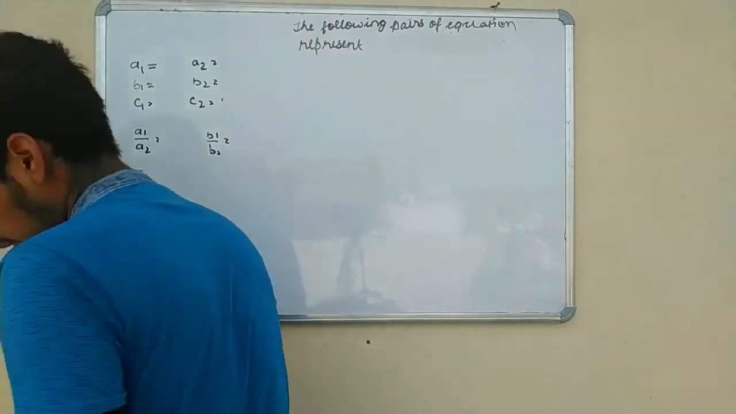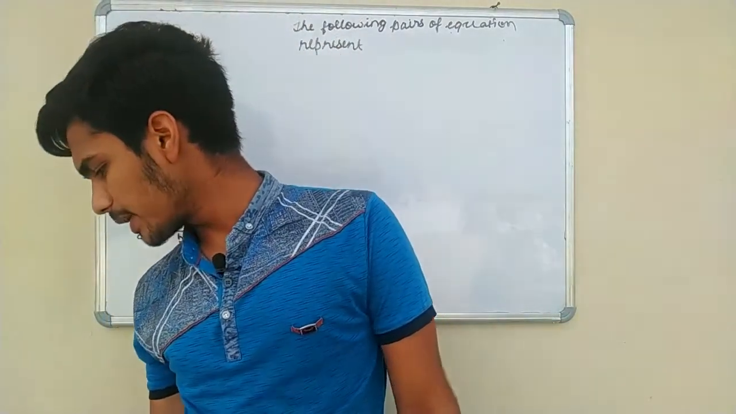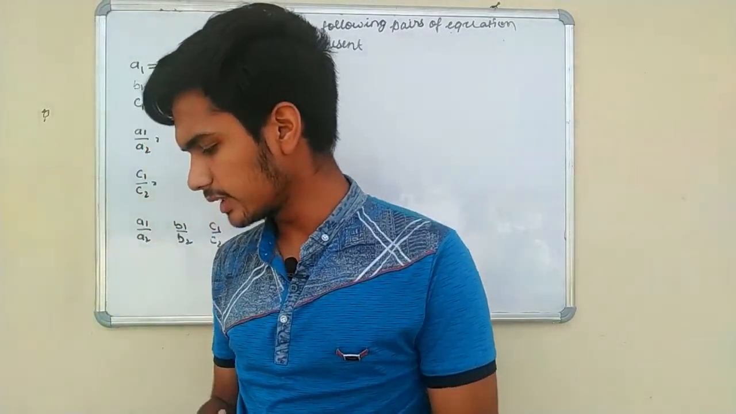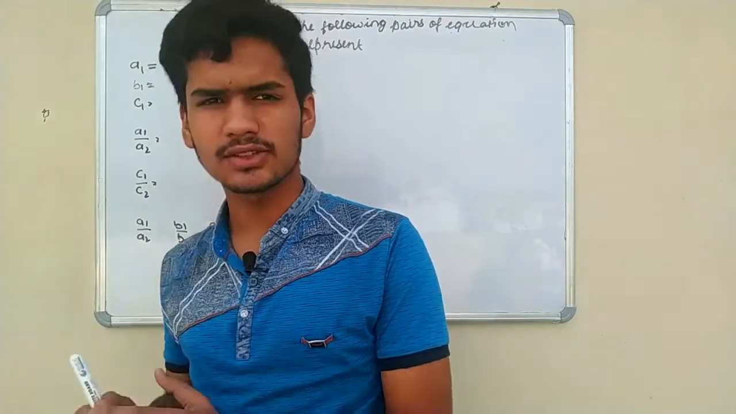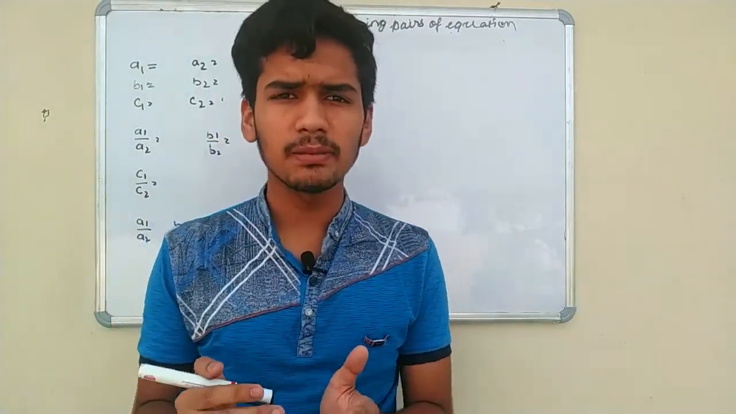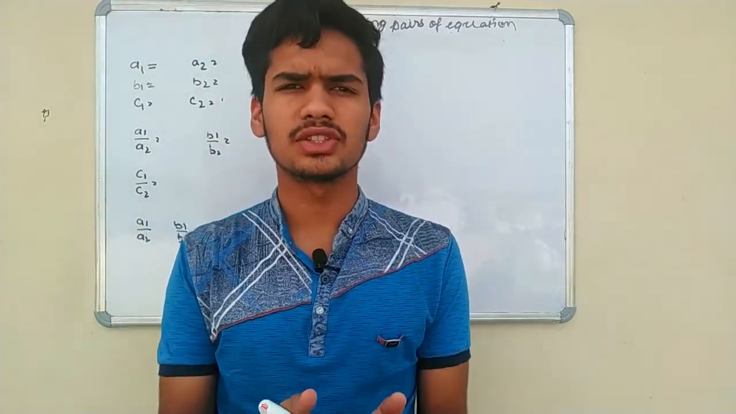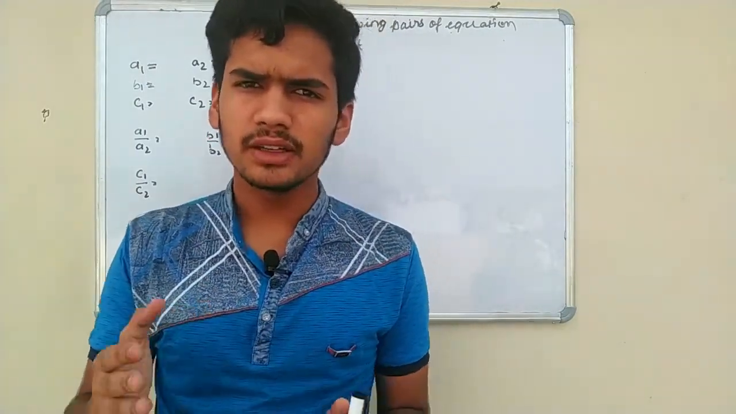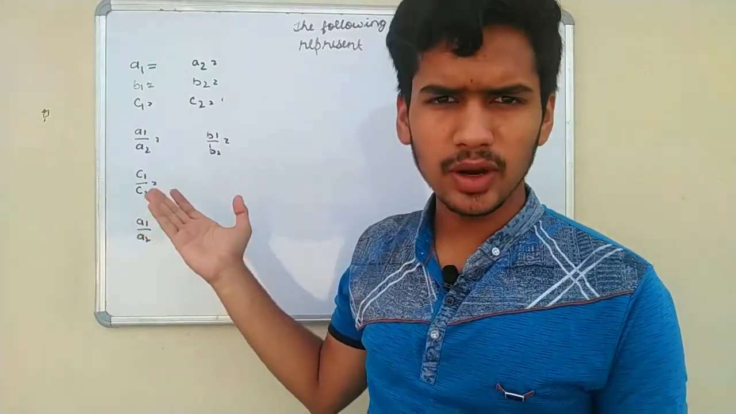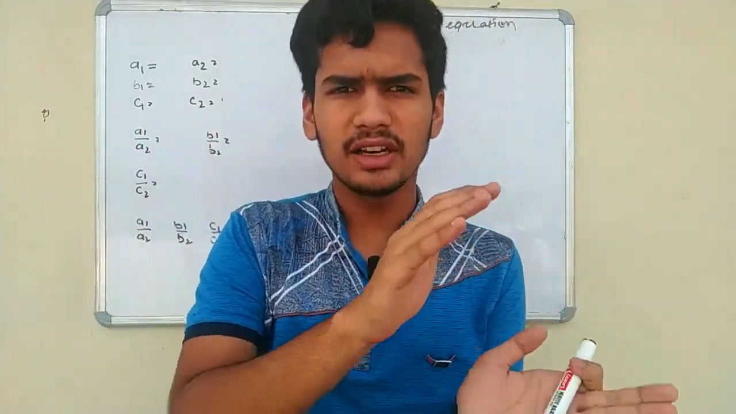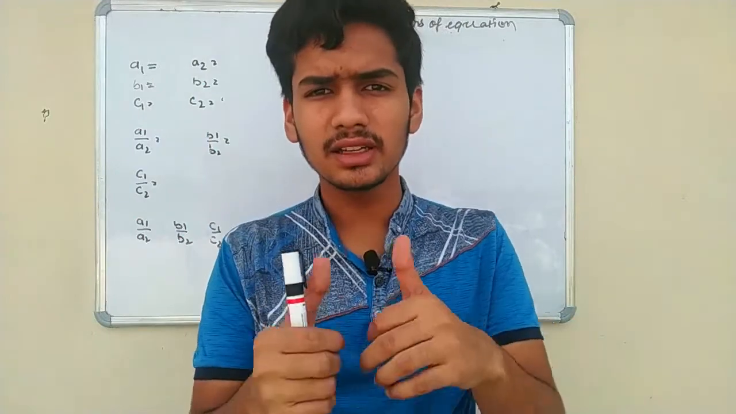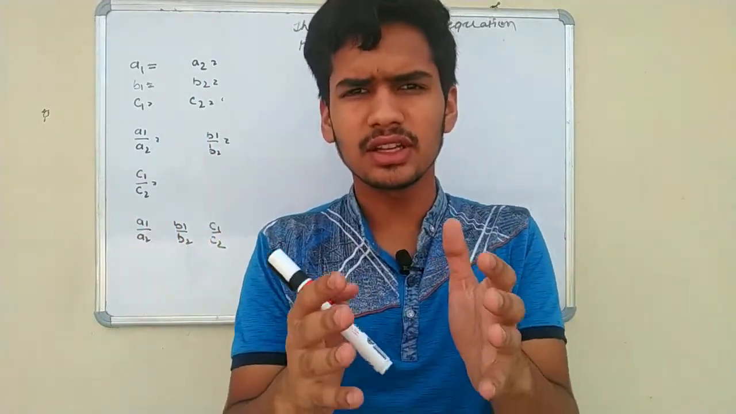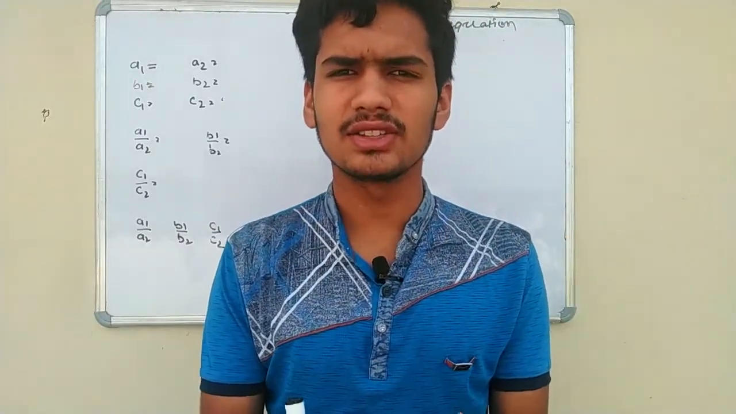So the third question is asking, on comparing the ratios a1 upon a2, b1 upon b2 and c1 upon c2, find out whether the following pairs of linear equations are consistent or inconsistent. So there are 2 methods to check this. First method, you apply this a1 upon a2, b1 upon b2. If the lines are intersecting or coincident, then they are consistent, as we have discussed earlier. And if the lines are parallel, then they are inconsistent.